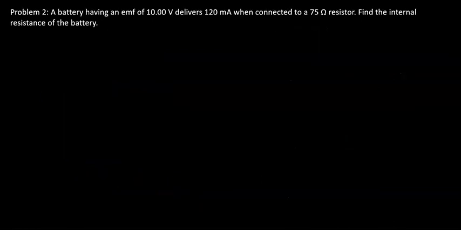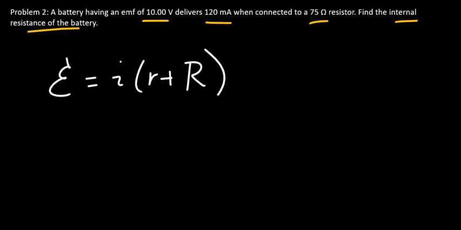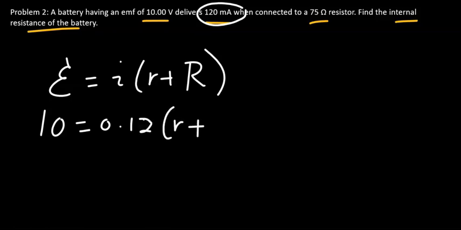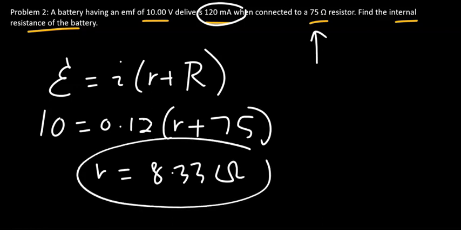That solves the problem. Problem 2. A battery having an EMF of 10 volts delivers 120 milliamperes when connected to a 75 ohm resistor. Find the internal resistance of the battery. So using the usual equation, EMF equals I times little r plus capital R, EMF is 10, the current is 120 milliamperes, converting that to amperes is 0.12 amperes, and capital R is 75 ohms. Solving for little r, which is the internal resistance of the battery, we get 8.33 ohms. That solves the problem.